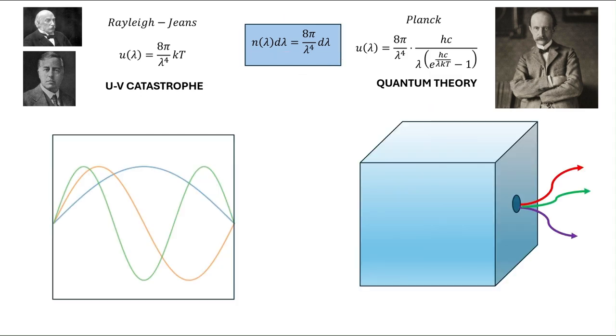Okay, so what does the light inside the box look like? Well, one thing to think about is at the sides of the box, the electric field has to be zero.